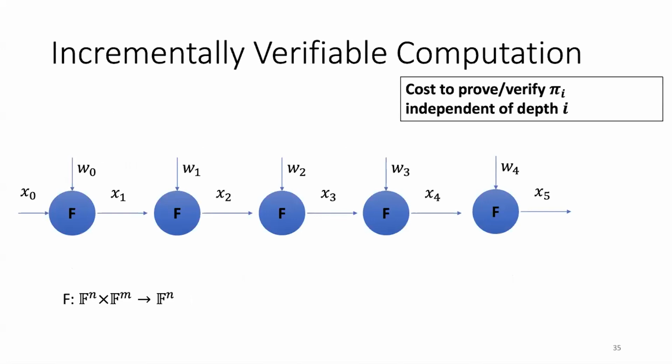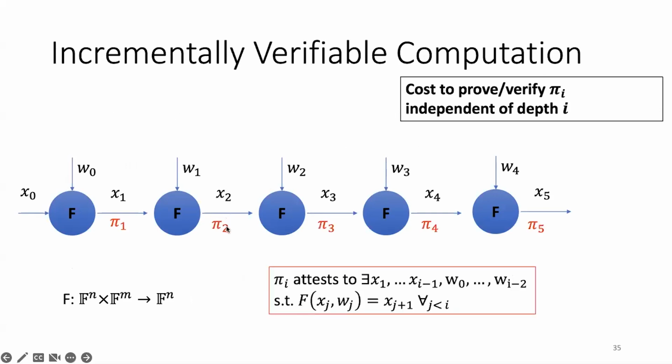So what is incrementally verifiable computation? It's an extension of zero knowledge proofs, or really SNARKs more so than zero knowledge proofs, which are similar to zero knowledge proofs. I didn't explain them at the beginning, but they're when the proof is short and efficient to verify relative to the statement that it's proving.